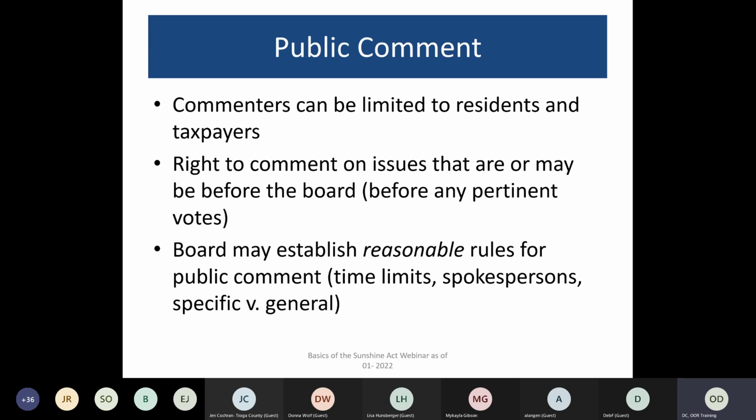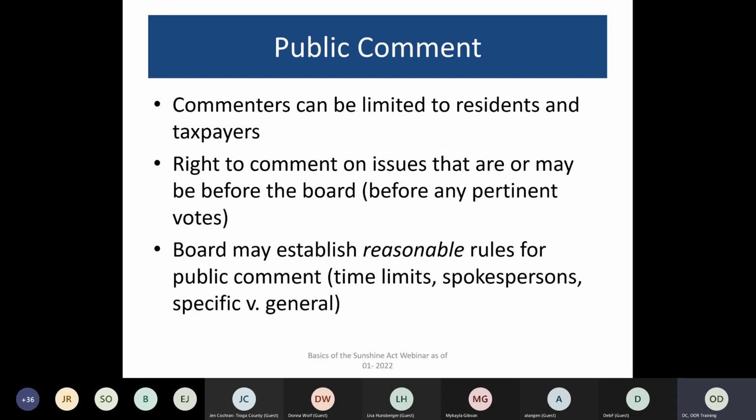Now, there is the provision in the Sunshine Act that allows the board to establish reasonable rules for public comment. Typically, we use this to refer to time limits. Everybody's going to get 3 minutes in their public comment period. Well, it can also apply to how you control comments being on point. And there's a solution for this that I'm going to talk about in a moment.